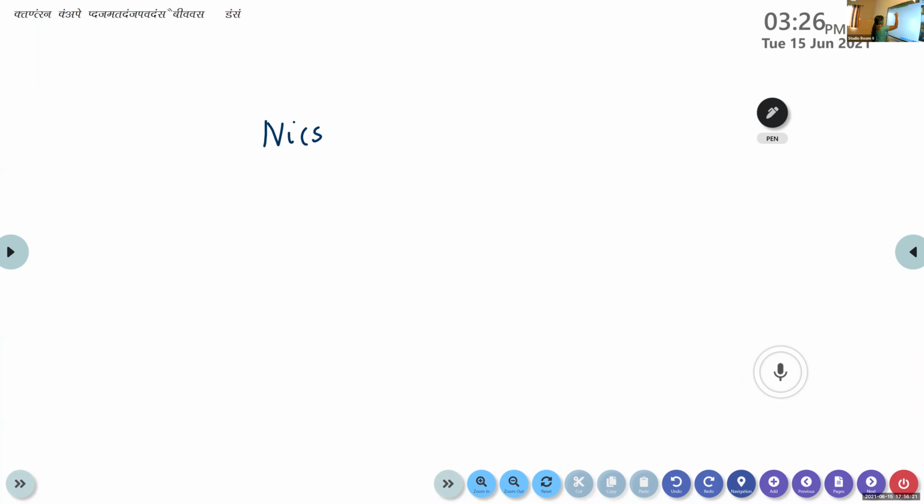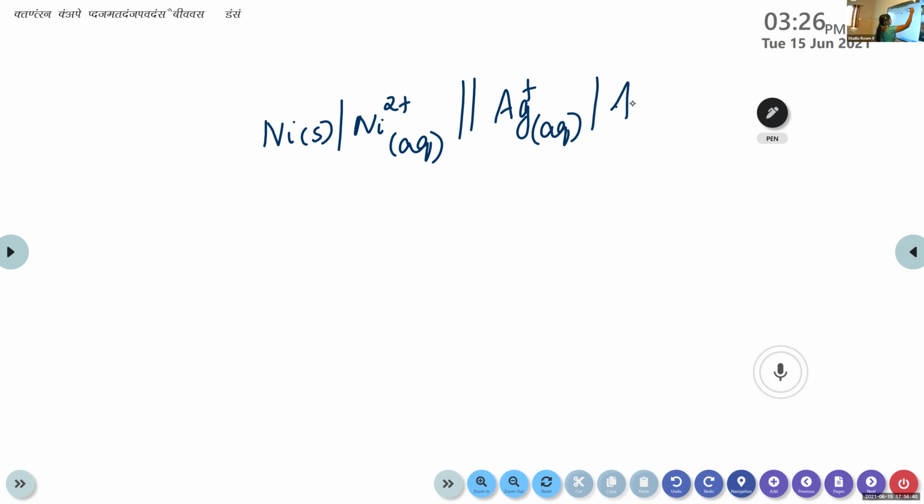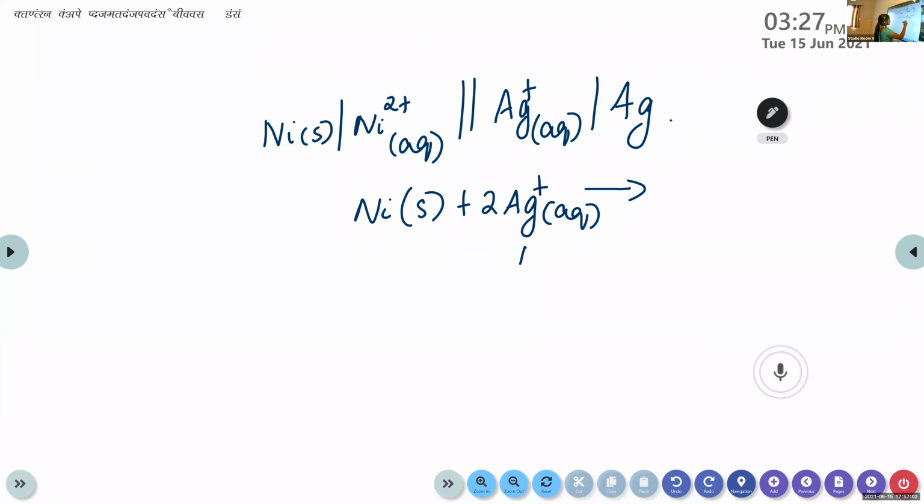Ni(s) | Ni2+(aq) || Ag+(aq) | Ag(s). Okay, and the cell reaction is Ni(s) plus 2Ag+(aq) gives Ni2+(aq) plus 2Ag(s).